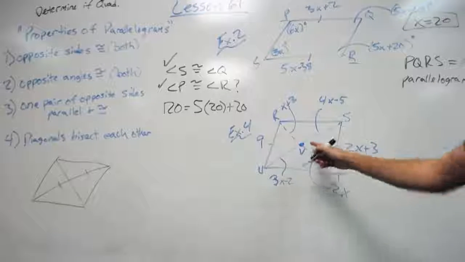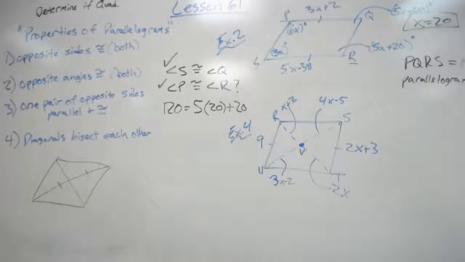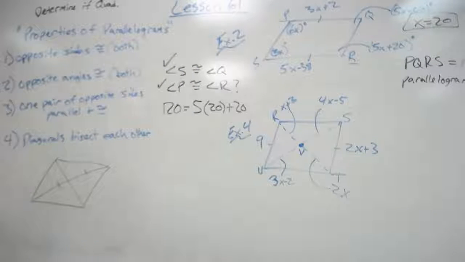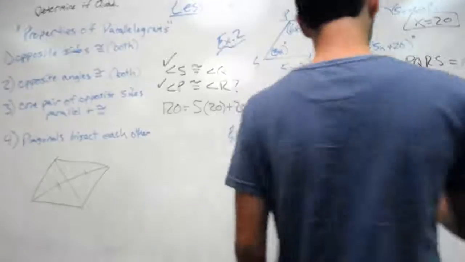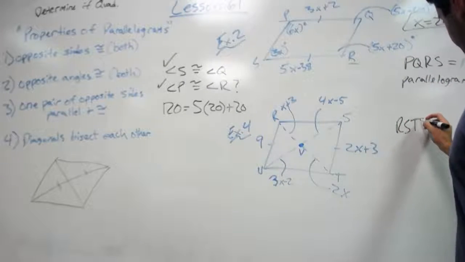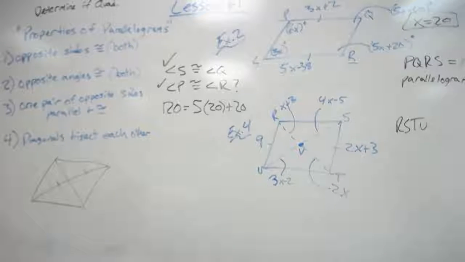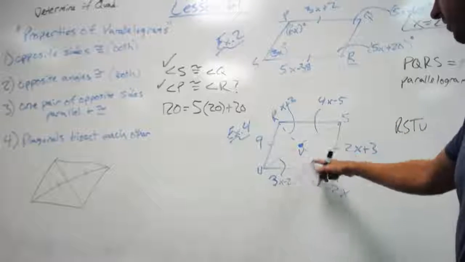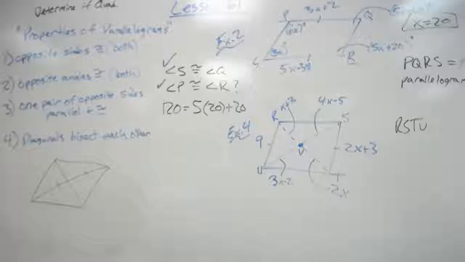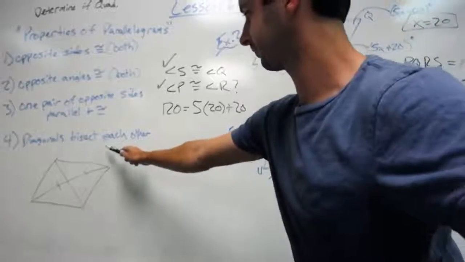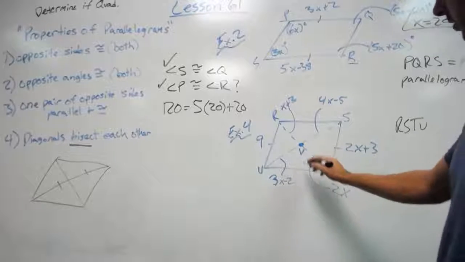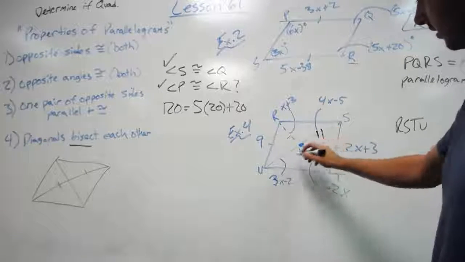Let's look at the next one, example 4. Let me see what the question's actually asking. It wants to know if STU is a parallelogram. Let's look at what it gives us. It gives us a bunch of diagonals here. What do we know about diagonals? They bisect each other. So we're going to have to prove that these are congruent and these are congruent.